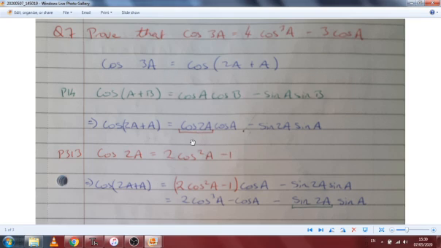As you can see here, we can then just slot that in. So we take this line and rewrite it: the cos of 2A plus A is equal to a new expression times the cosine of A minus the sine of 2A sine A. So just leave that alone for the moment.